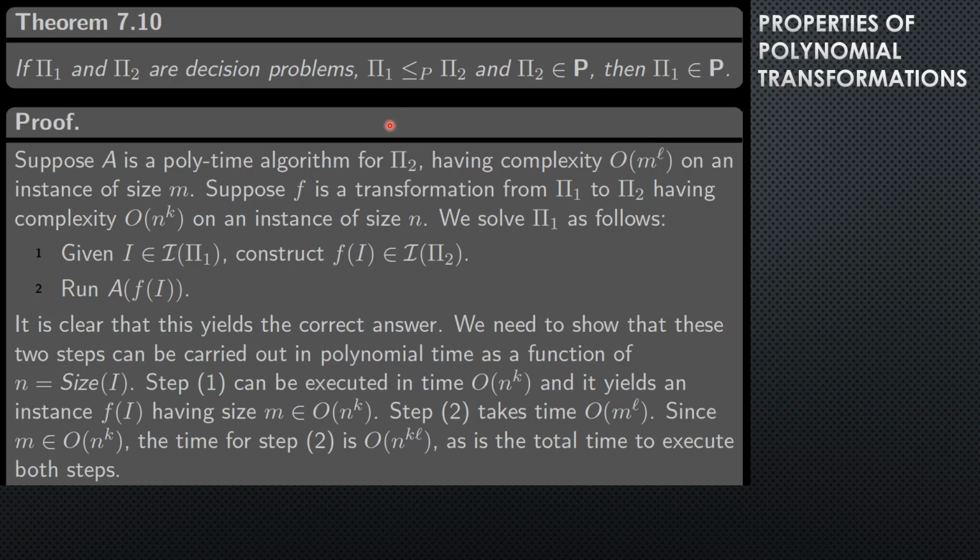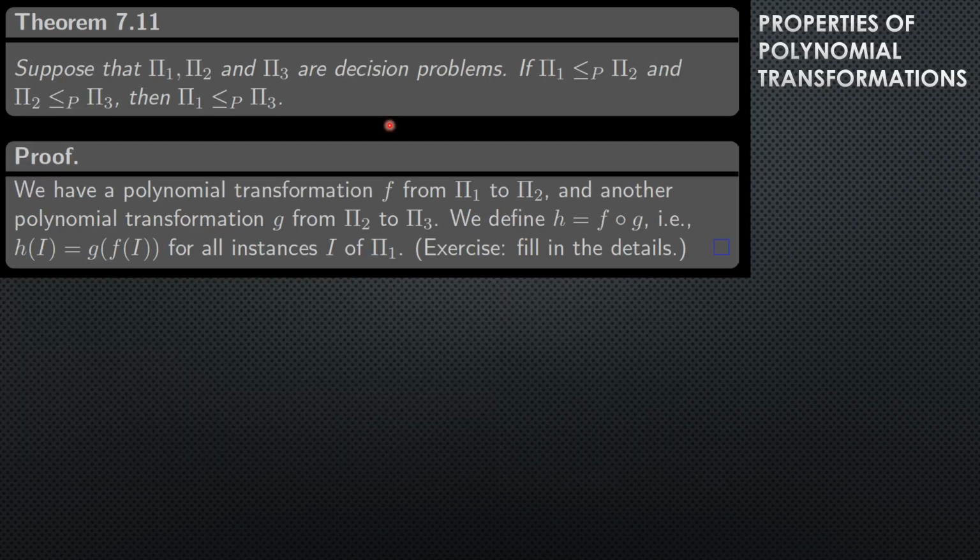We're going to show also that polytime transformations are transitive. So if I have 3 decision problems, pi 1, pi 2, and pi 3, and I can reduce pi 1 to pi 2, and I can reduce pi 2 to pi 3 in polytime for both of those reductions, then there is a polytime reduction from pi 1 to pi 3. So if we have a polytime transformation f from pi 1 to pi 2, and another polytime transformation g from pi 2 to pi 3, we can define a transformation function h that's just the composition of f and g.